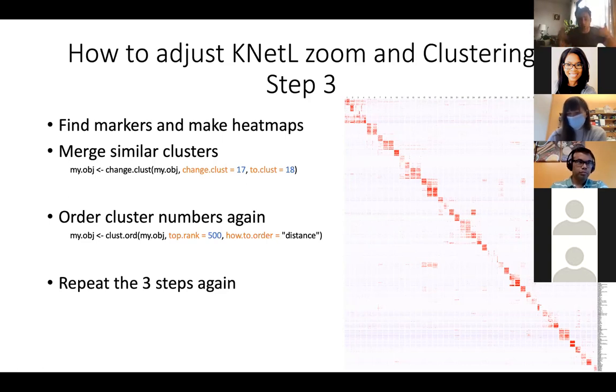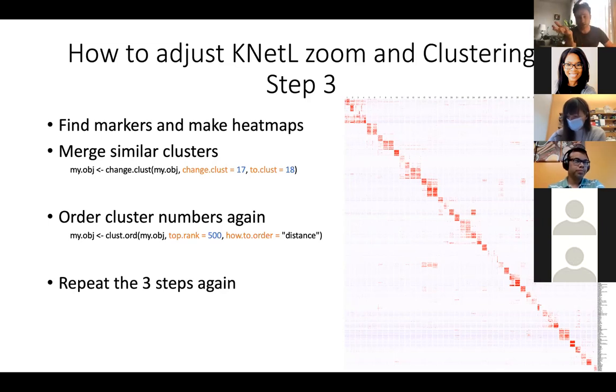And then again, you do the reordering, and that fills the lost cluster, and then you do this process one more round. Again, this can also help you decide what zoom is better for you to use. It's really like two or three rounds of playing with this process. You can get the clustering and the zoom in a nicer way, to have your data in a much better shape.